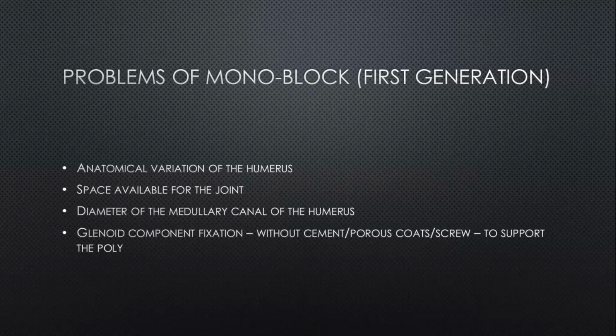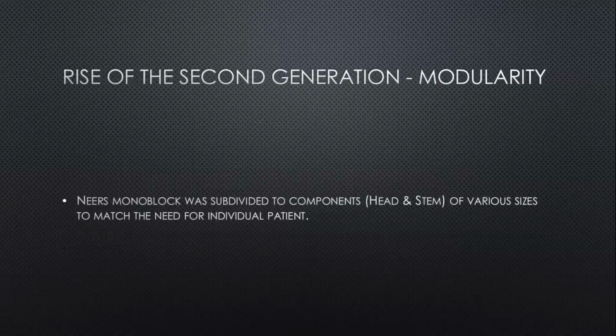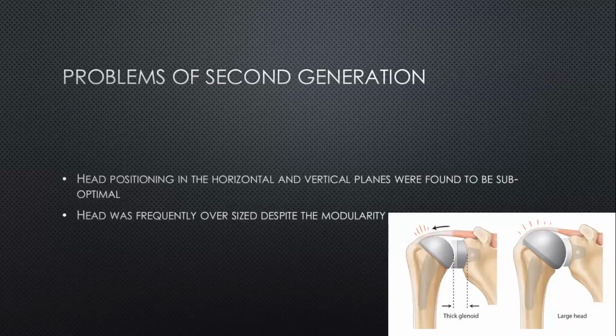Then glenoid component fixation. They did not have a variety of options like we have right now, like the cement or the porous coats or the screws to support the poly. So in those cases, fixation was slightly more difficult. So this gave rise to the second generation, being the rise of modularity. The monoblock was subdivided into components at the head and the stem of various sizes to match the need for individual patients. That also created some problems.